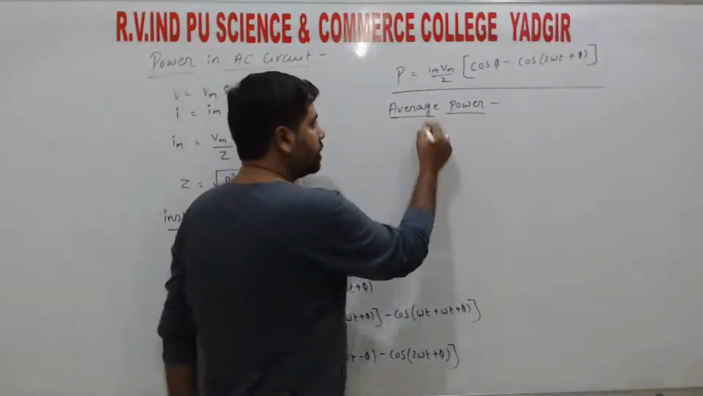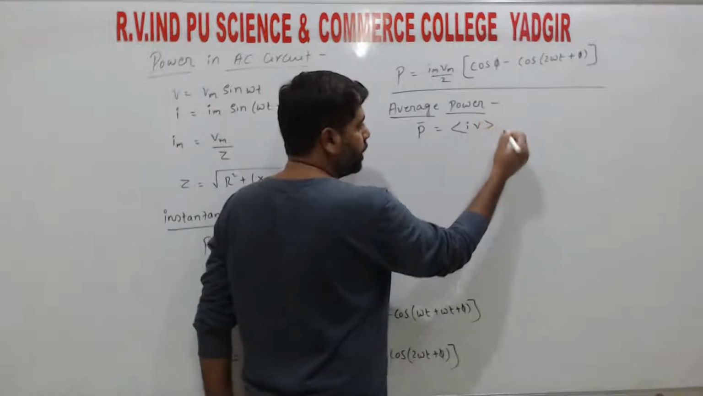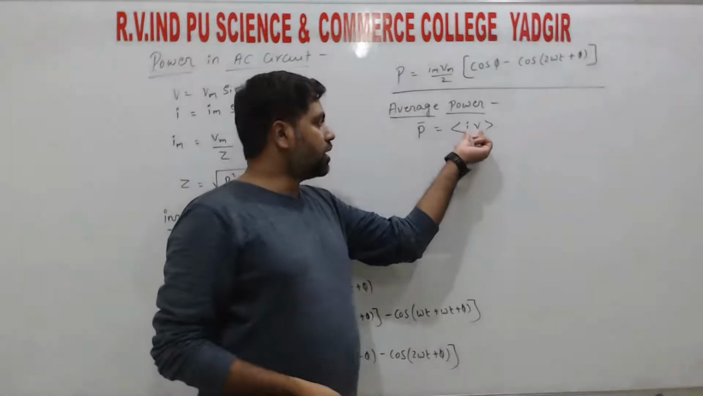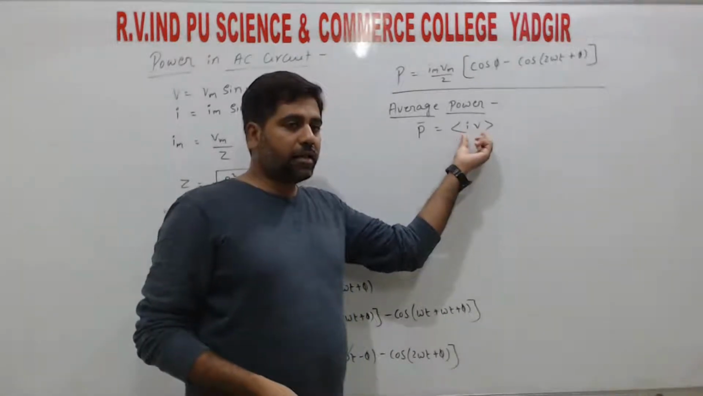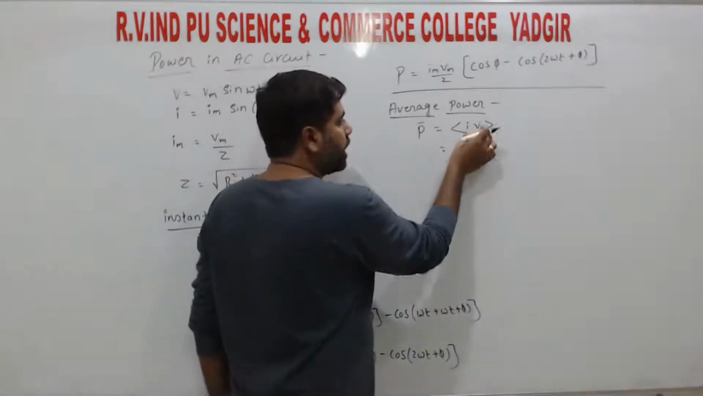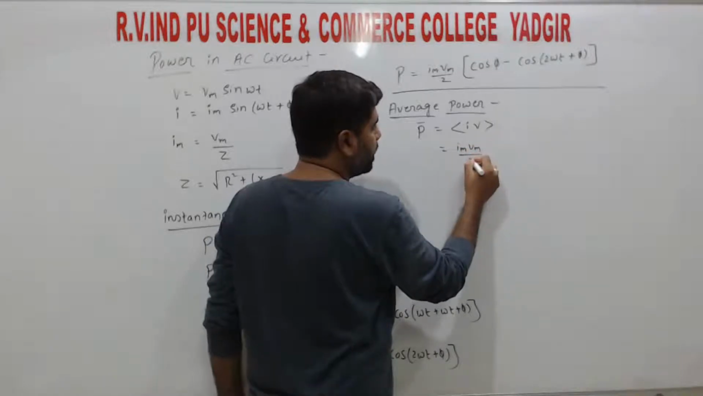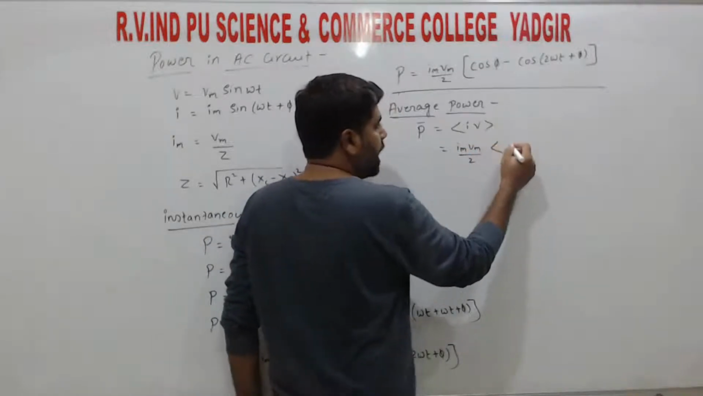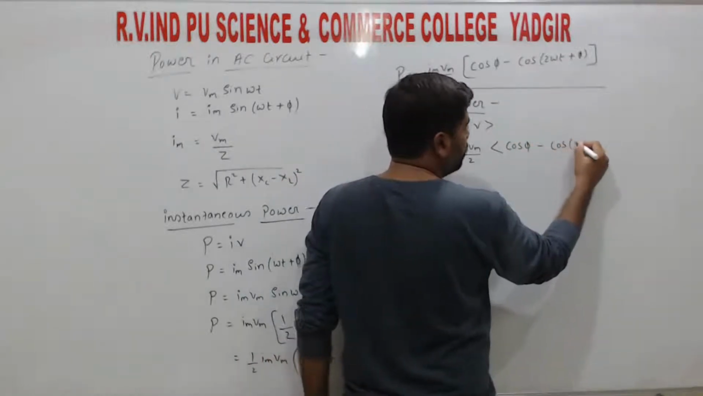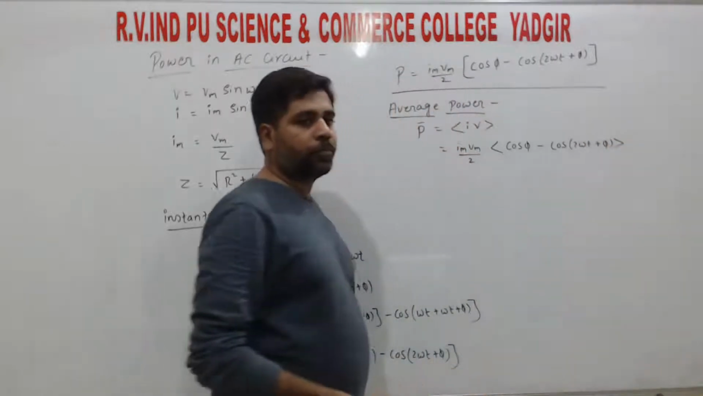So average power is denoted by P bar, that is equal to the average of IV. Within the angled brackets, we write the average power. Here, for IV, the values Im Vm are constant, so we can take them outside the angled brackets: cos phi minus cos of 2 omega t plus phi, right?